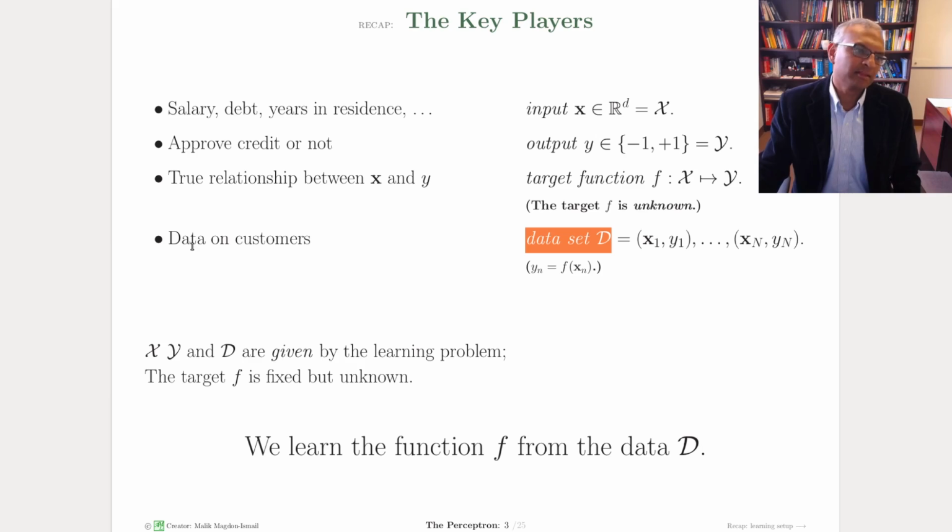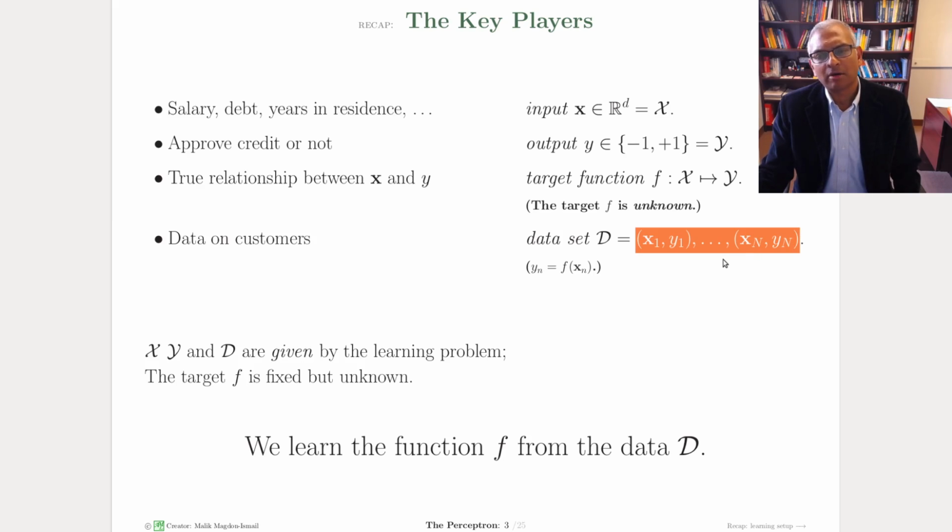And in the case of a bank, the bank has data on customers, and what that means is that they have many applications from which they can extract X for each application, the input. Okay, and we assume that whoever's giving you the data can also extract Y, which is assumed to be F of X. So the data set is x1, y1, x2, y2, and so on up to xn, yn. Where we assume that each y in the data set is obtained by applying F to the corresponding x in the data set.